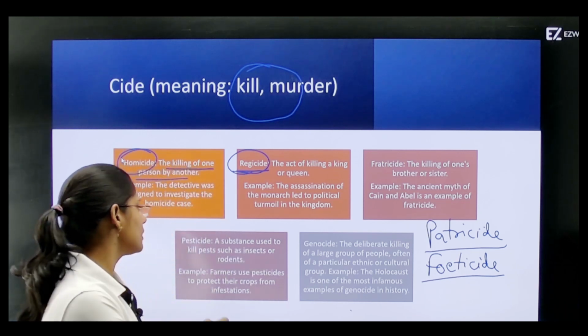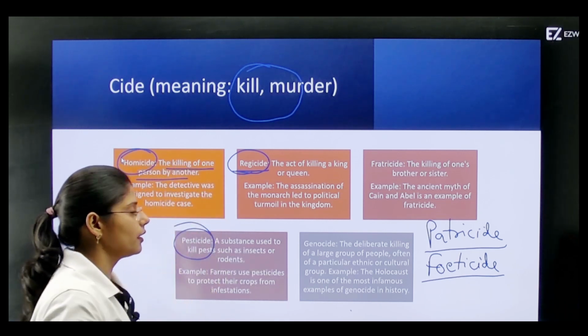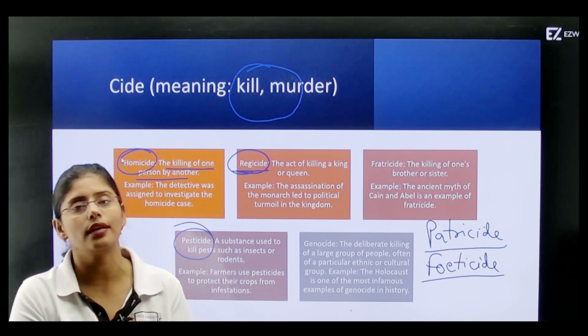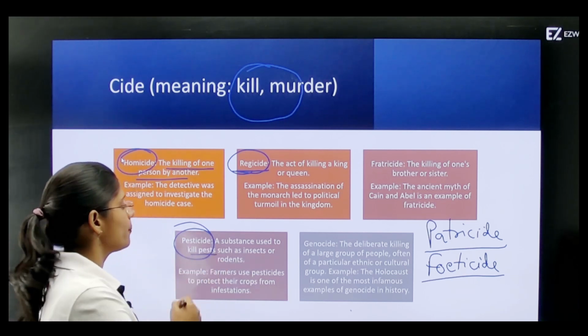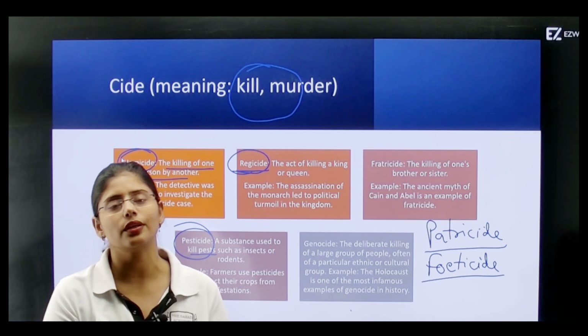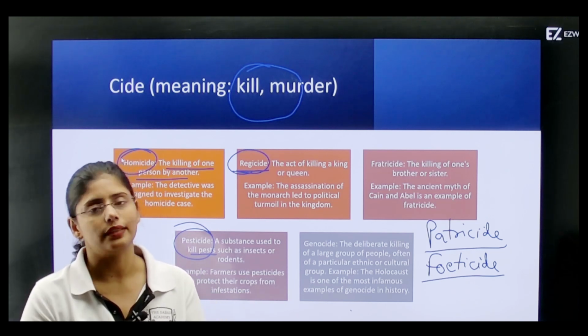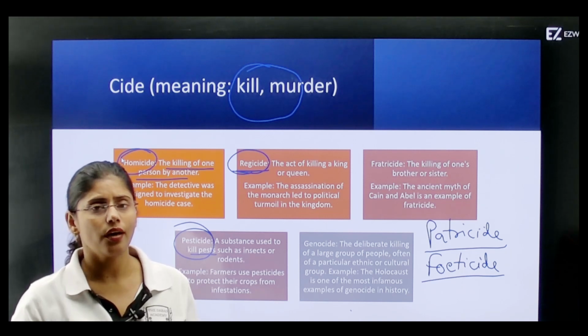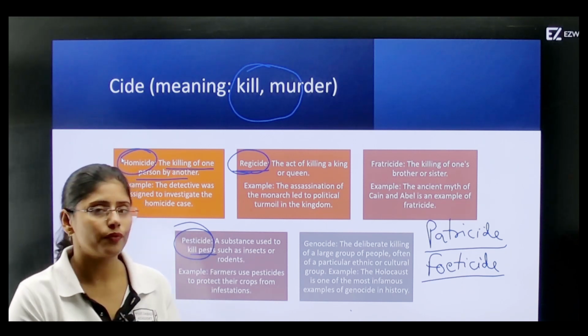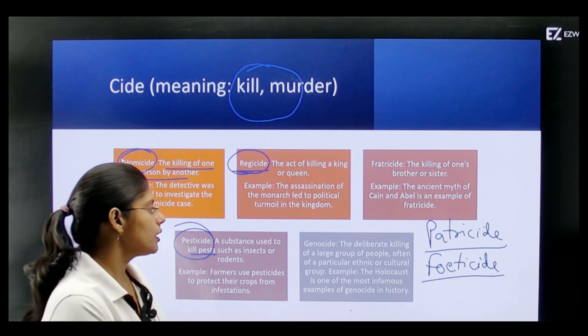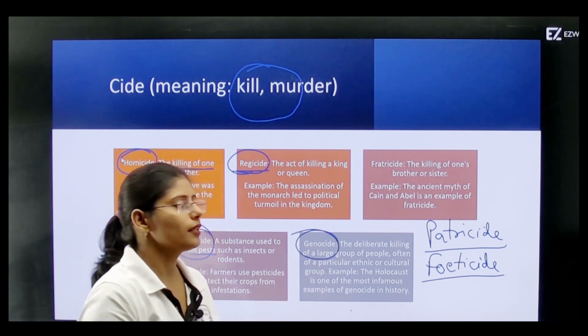Moving to the next word, that is pesticide. A substance which is used to kill pests is known as pesticide. Other words you can also take are bactericide and fungicide, which are kinds of germicides. These are used to kill harmful bacteria in your crop which are destroying your crop. And the last one but not the least one, that is genocide.